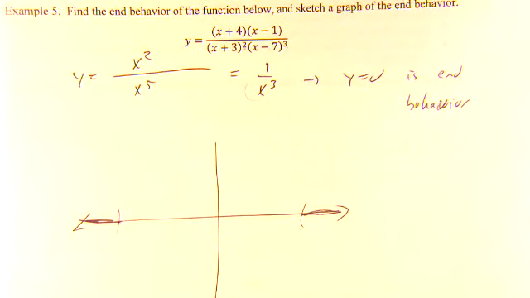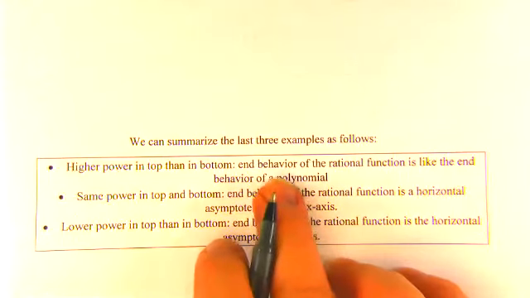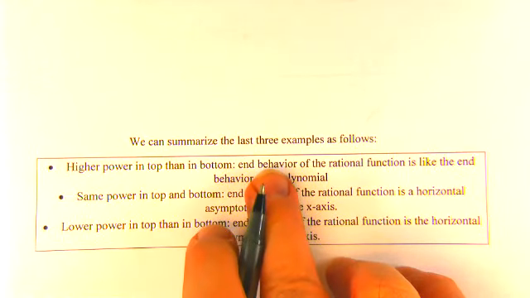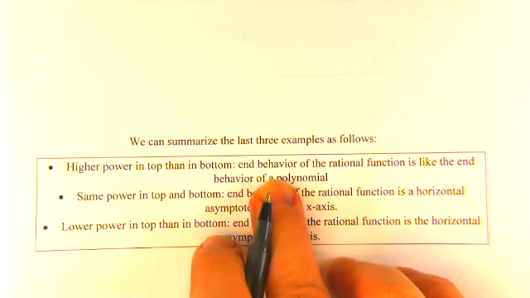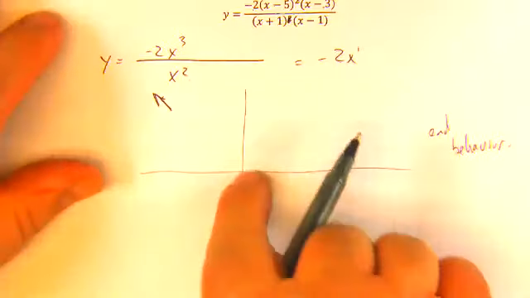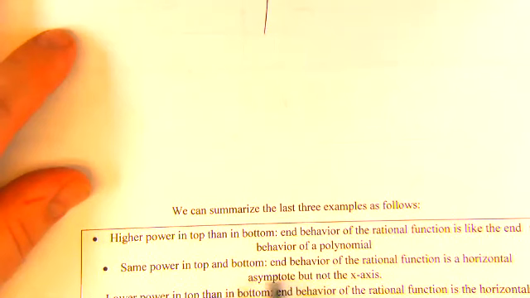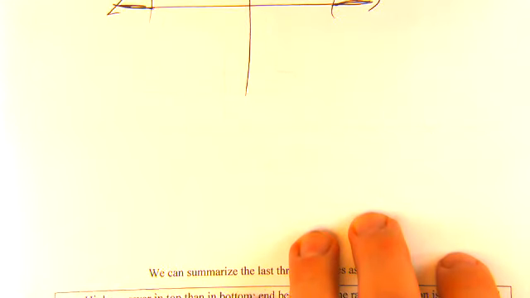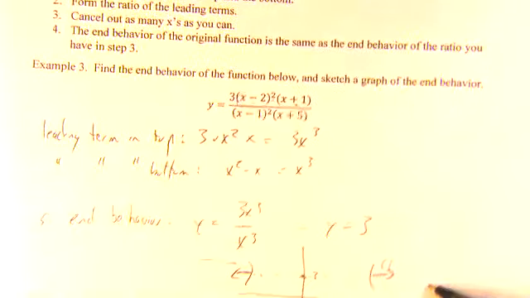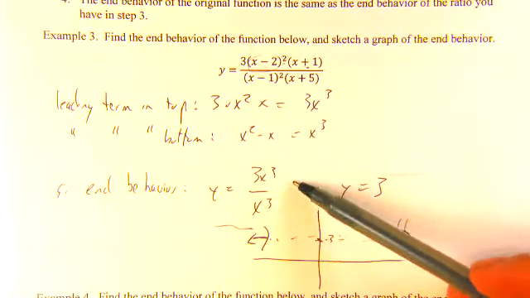So there we go. There's 3 types of end behavior for rational functions. If you've got more x's in the top than the bottom, it's like a polynomial. So in this case, x cubed over x squared. If you have the same power on the top and the bottom, end behavior is a horizontal asymptote, but not the x-axis. And that was this, where we got the y equals 3, right? x cubed over x cubed.